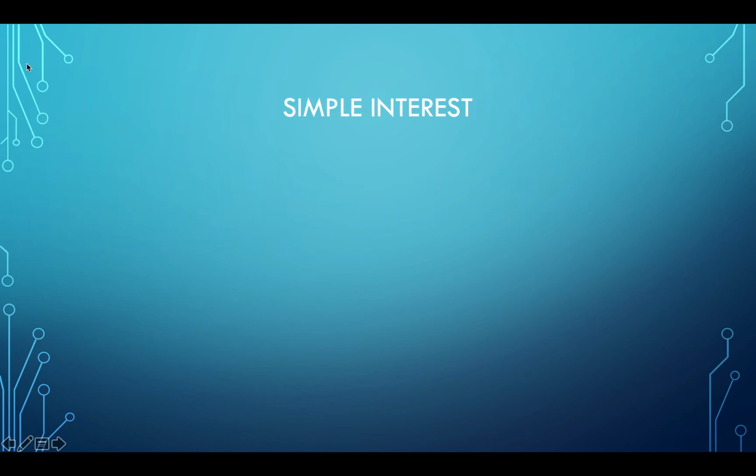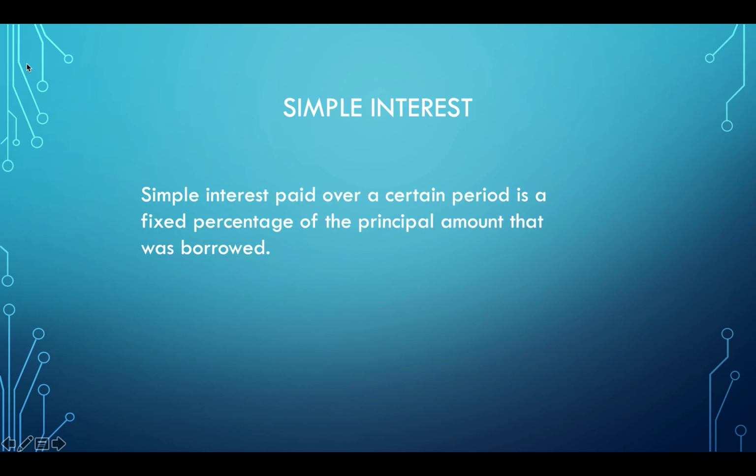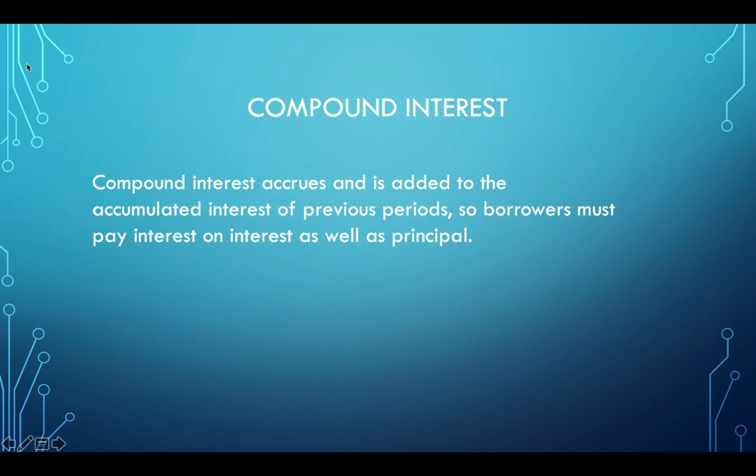There's two types of interest: simple and compound interest. The first one we're going to work with is simple interest. Simple interest paid over a certain period is a fixed percentage of the principal amount that was borrowed. And the one we're going to focus on the most right now is compound interest. Compound interest accrues. Accrues means it builds up over time and is added to the accumulated interest of previous periods. So borrowers must pay interest on interest as well as the principal.